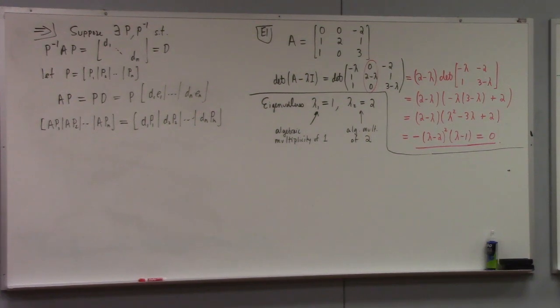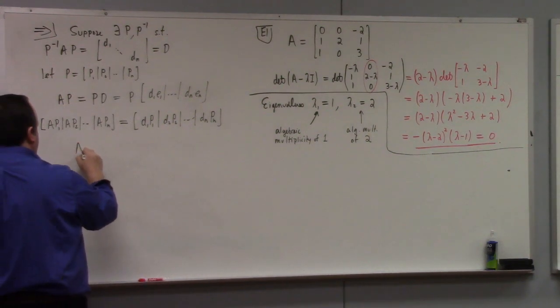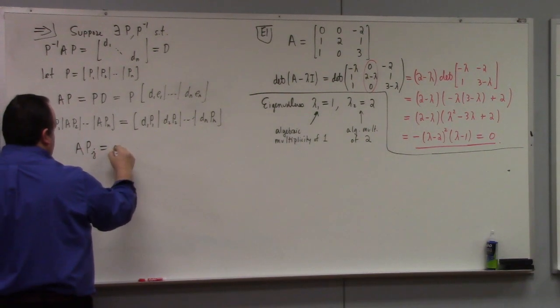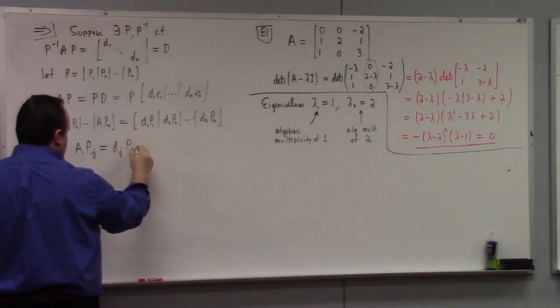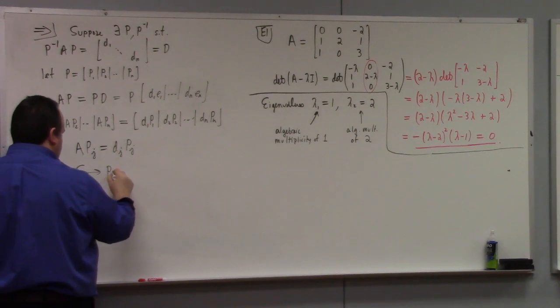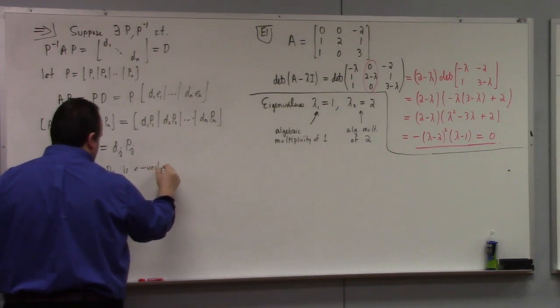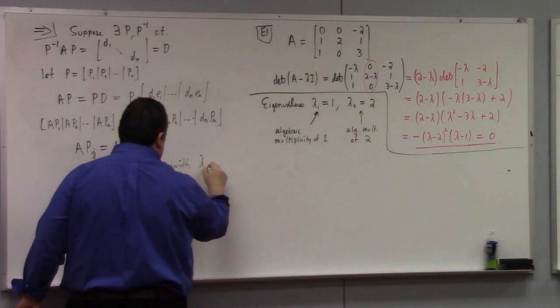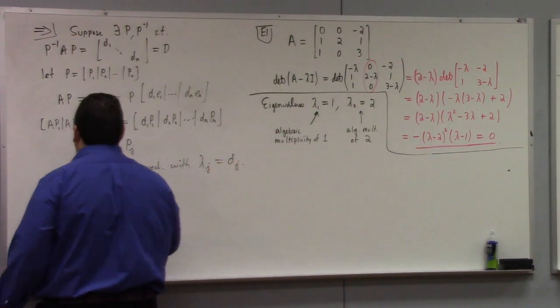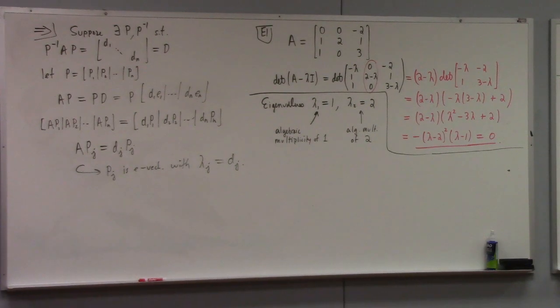But what does that prove? Column by column, that proves that A Pj is dj Pj. In other words, I can see that Pj is an eigenvector with eigenvalue lambda j equal to dj. But we're assuming that these are the columns of an invertible matrix. So they're linearly independent. Consequently, the columns of the diagonalizing matrix form an eigenbasis for A. That's the other direction of the proof. That's it.